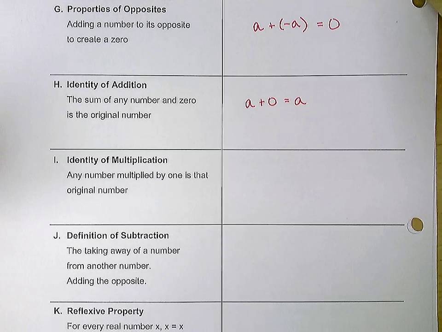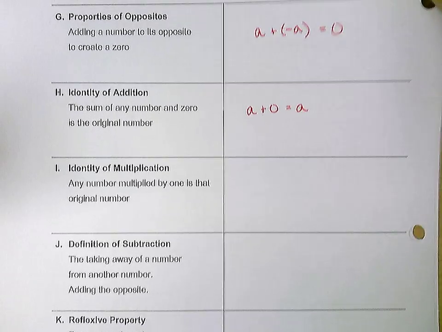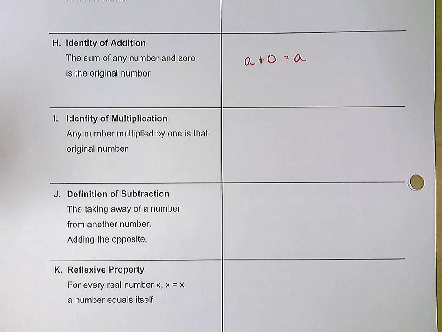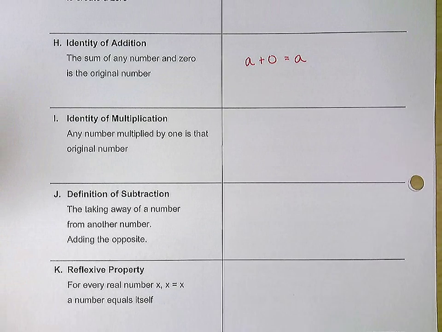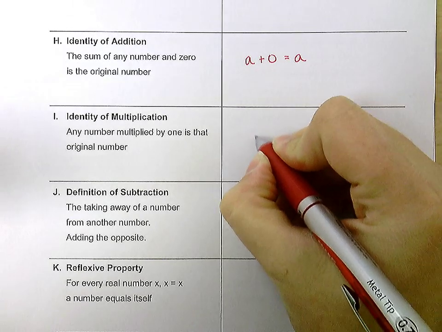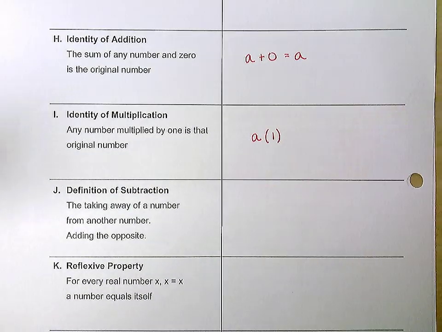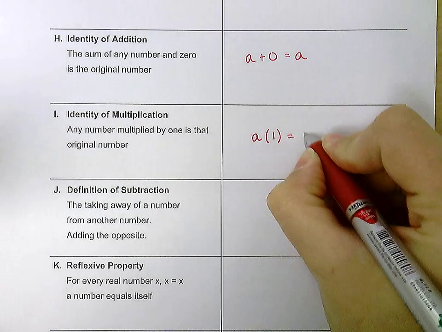We also have an identity of multiplication. That's any number multiplied by 1 is that original number. So these identities just give you that same number that you started with again. With addition, you get the same number. Same thing with identity of multiplication. You end up with the same number. So any number times 1 is itself.